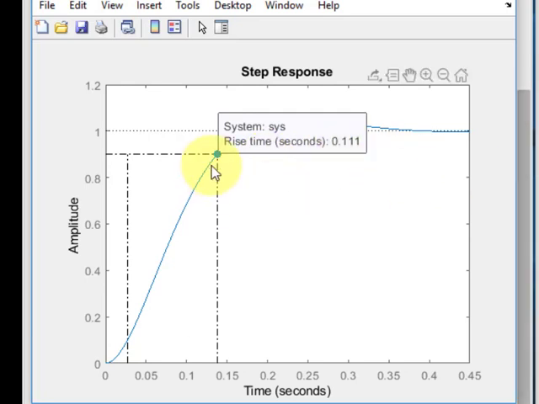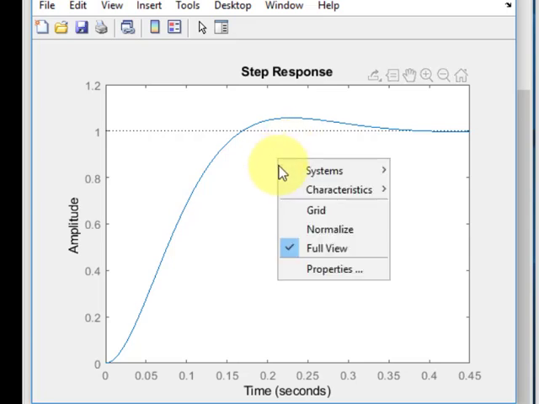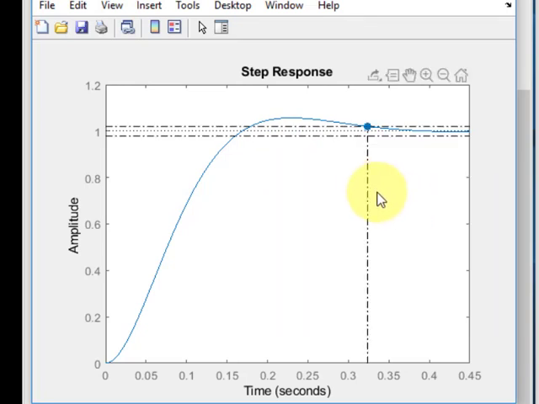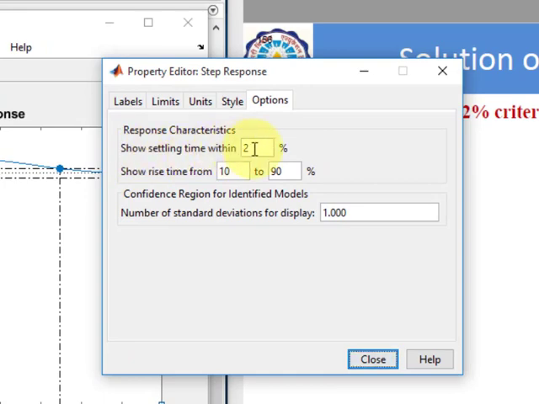Next is settling time. I'll first disable rise time, then we'll go for the settling time at 2%. I'll give a demonstration for 2%, and I will ask you to do this exercise for 5% as well. I'll show you how to get it for 5%. Under characteristics, choose settling time. By default this settling time is for 2%. How do you come to know that? If I go to the properties and options, it shows the settling time within 2%. So the settling time here is for 2%, and the rise time is 10% to 90%.